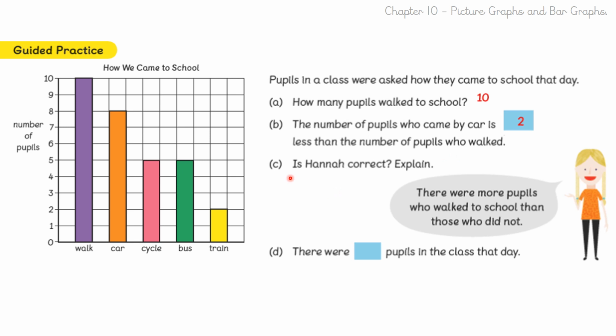C. Is Hannah correct? There were more pupils who walked to school than those who did not. Is she correct? Well done. No, because the total of students getting to school who did not walk, so all of these who did not walk, is greater than 10. Last question. There were some pupils in the class that day. So how many pupils were there in class altogether? That's it. There were 30 pupils in the class that day. Well done, year 3.